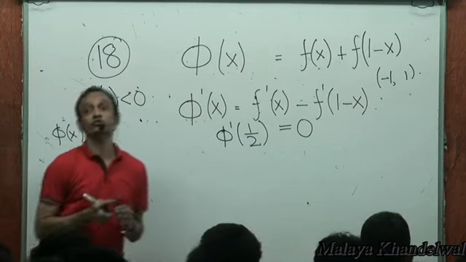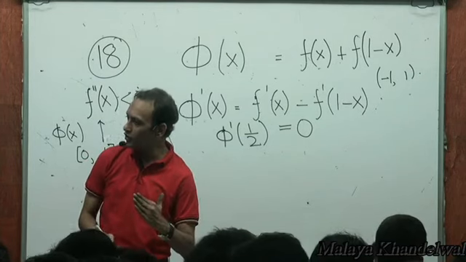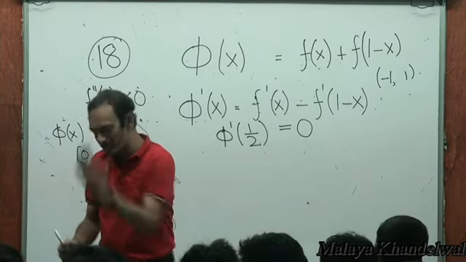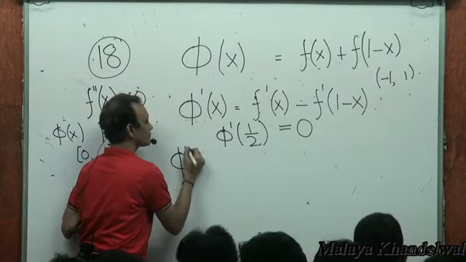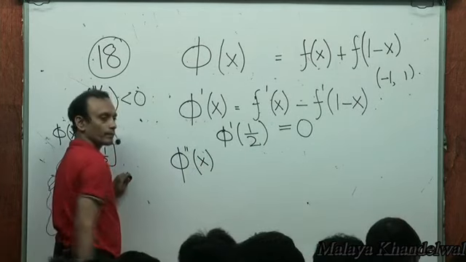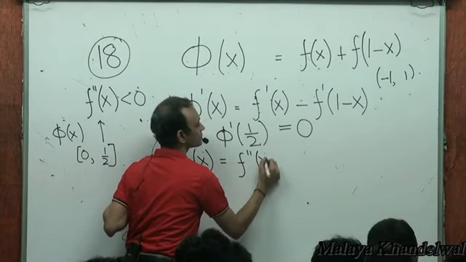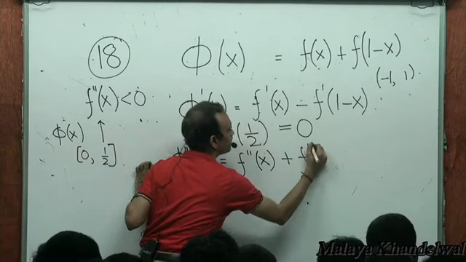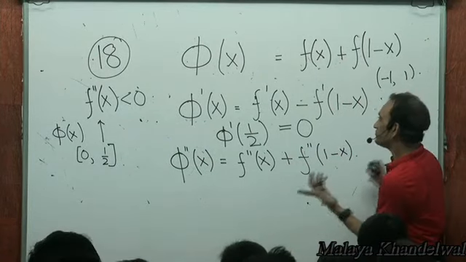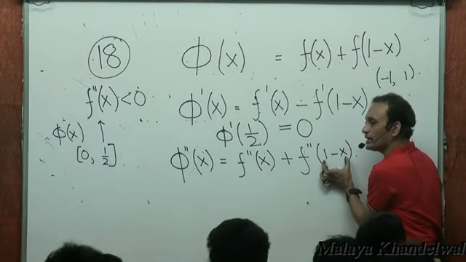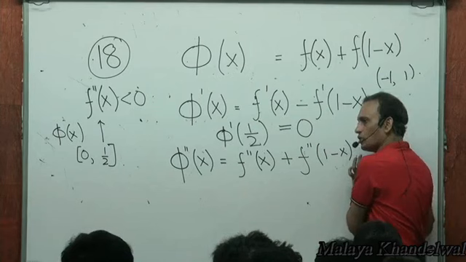Now, I need to check whether this half is a local maximum or a local minimum. If x equal to half is a local maximum, then before half, it must have been increasing. Yes or no? So phi double dashed x is like f double dashed x plus f double dashed 1 minus x. F double dashed on any number in the domain will be greater than 0. Yes or no?